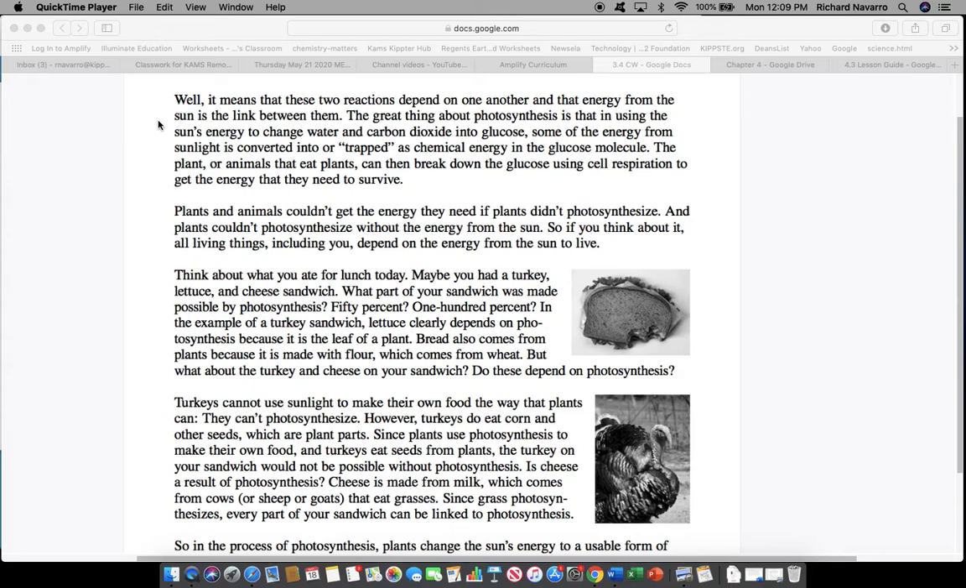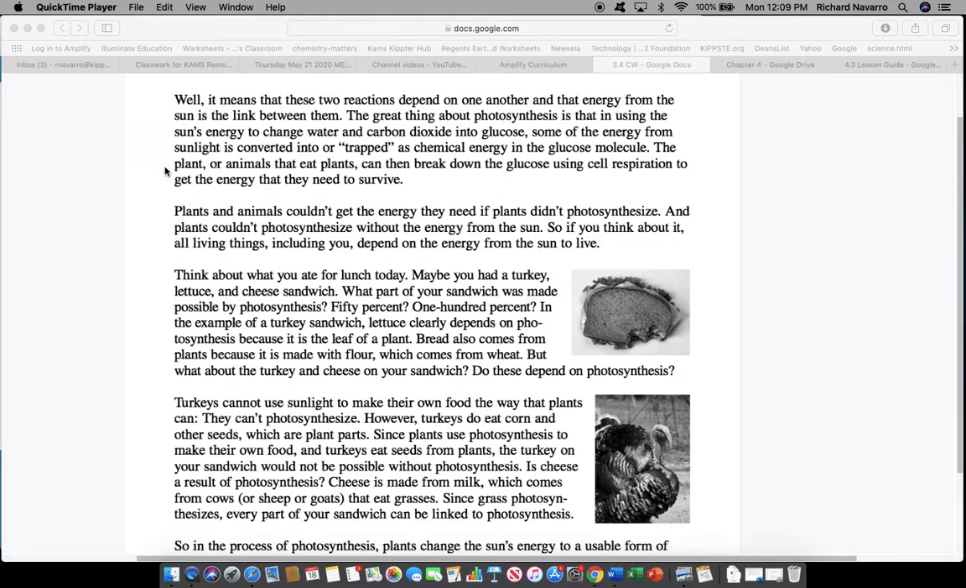The great thing about photosynthesis is that in using the sun's energy to change water and carbon dioxide into glucose, some of the energy from sunlight is converted into, or trapped as, chemical energy in the glucose molecule.